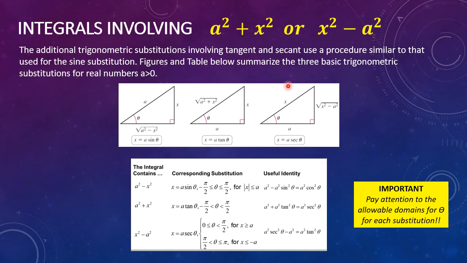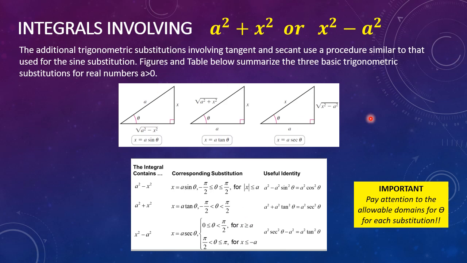And then finally, if we have x squared minus a squared, if the difference is changed order, we're going to have x equals a secant theta. You see the substitution down here in the table. And then when we plug that in, we get secant squared minus 1, which of course is tangent squared. Okay?